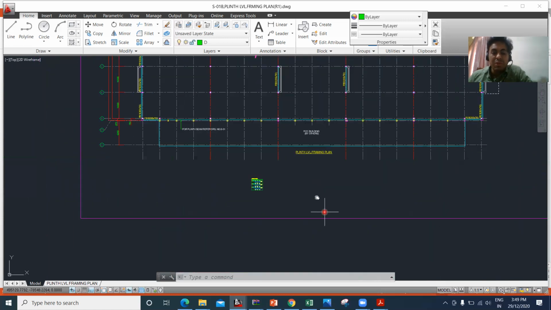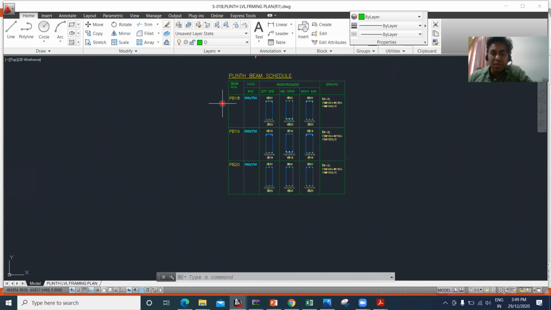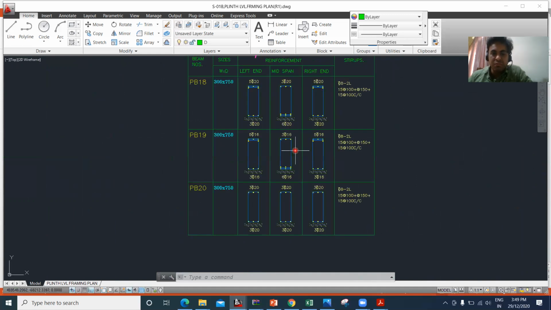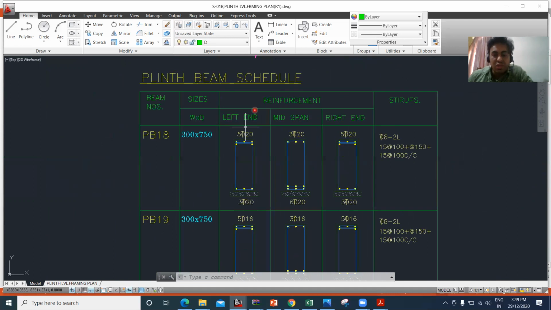Now coming to the reinforcement details that we need to provide, since we have only PB18, PB19 and PB20, it's very simple. B into D is given, that is width and depth. So it is 300 by 750 everywhere. Now coming to the reinforcement.